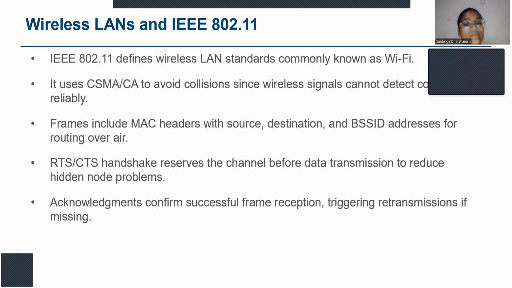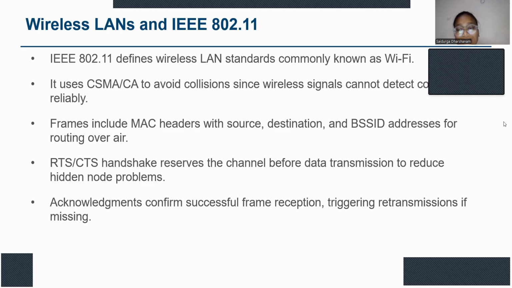Wireless LANs and IEEE 802.11. IEEE 802.11 defines wireless LAN standards, commonly known as Wi-Fi, and it uses CSMA/CA to avoid collisions since wireless devices can't detect them. Frames include MAC headers with source, destination, and BSSID addresses for routing over the air. The RTS/CTS handshake reserves the channel before data transmission to reduce hidden node problems.